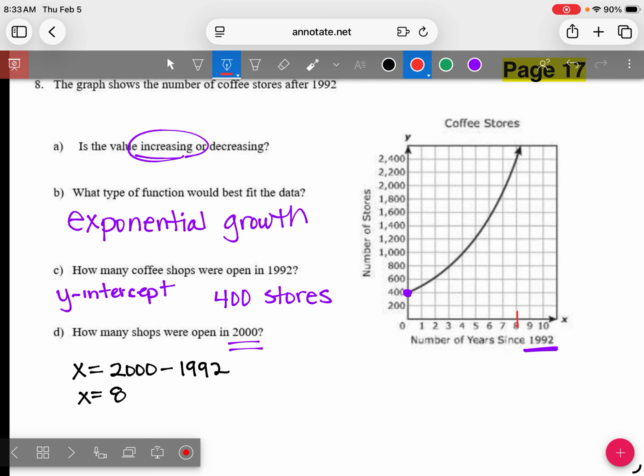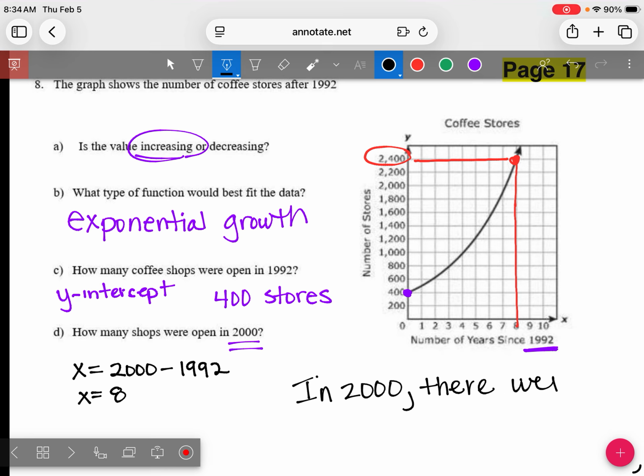Starting at my X equals 8, I'm going to trace all the way up to the graph. And it looks like it hits it right there. And then I'm going to trace that over to the y-axis, and I get 2,400. So in 2000, there were 2,400 stores. All right, any questions? Pretty simple, right?